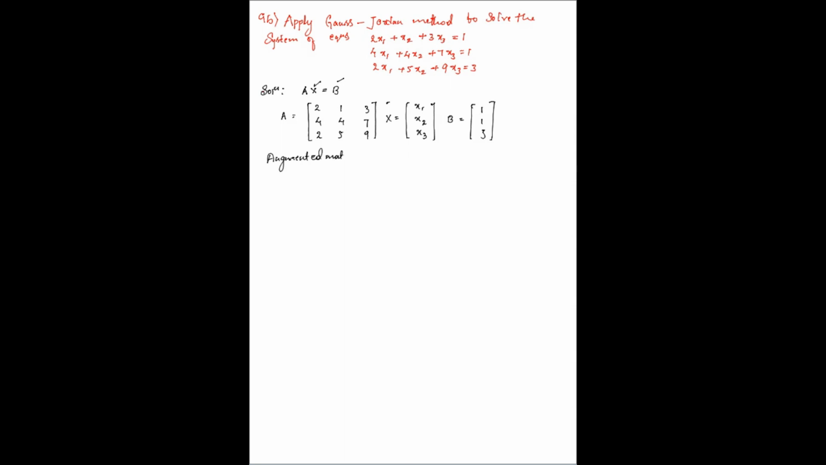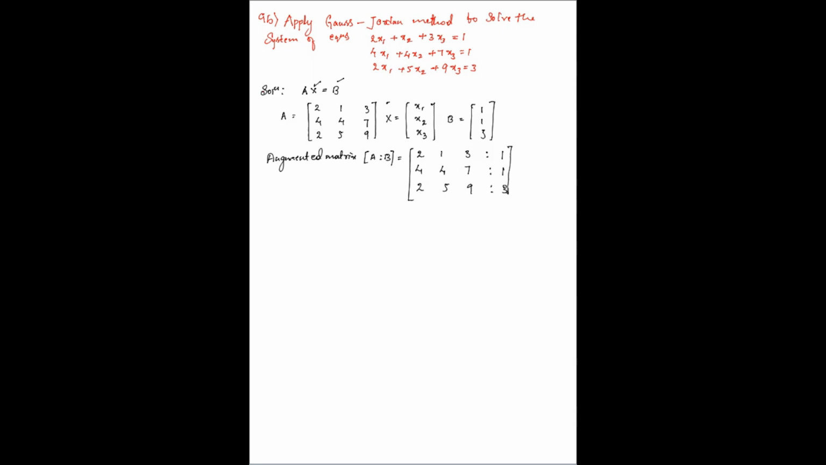So what is that augmented matrix? It is nothing but [A | B]. So write down [A | B]. You know what is A, what is B. Note down: 1, 2, 1 | 3; 4, 4, 7 | 1; 2, 5, 9 | 3.